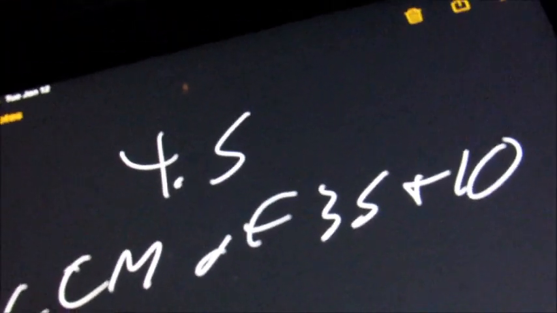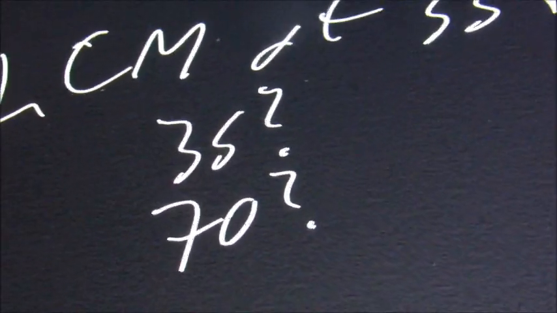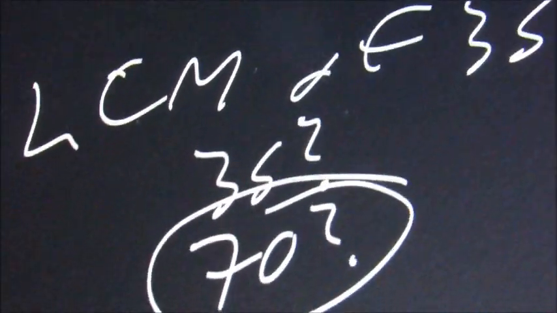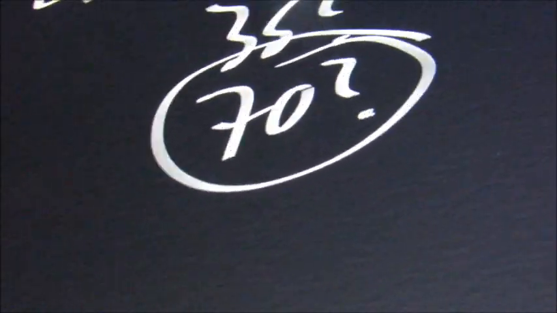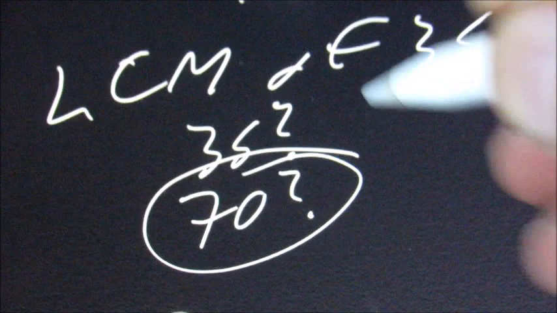Now this one I'm going to do with the method where I look at the biggest number, and that's 35, and 10 will not go into 35, so that won't work. And now 2 times 35 is 70. 10 will go into 70, so 70 is the least common multiple. It's the same thing when we're adding fractions, but it's going to be called the least common denominator.